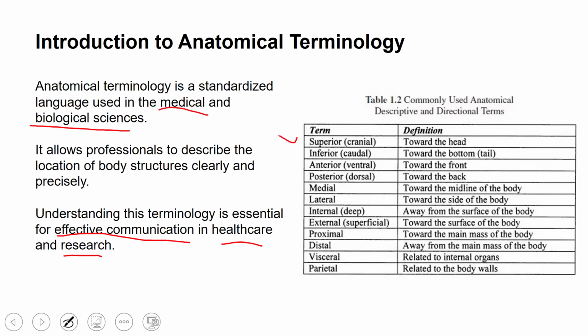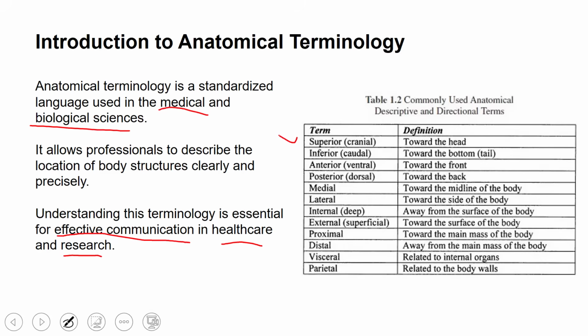Anterior, that is ventral, it means toward the front. And then posterior, which is dorsal, it means toward the back. So toward the back is posterior, anterior toward the front, inferior toward the bottom, superior toward the head. Medial, it means toward the midline of the body. And then we have lateral. Lateral means toward the side of the body.